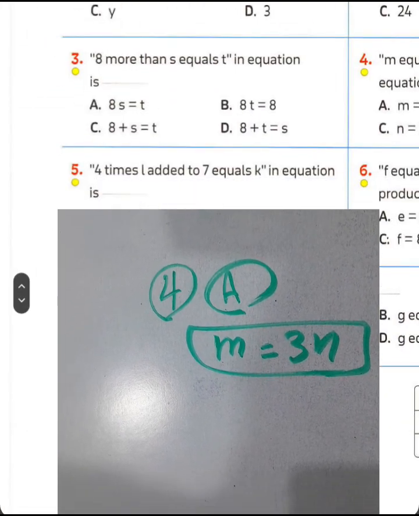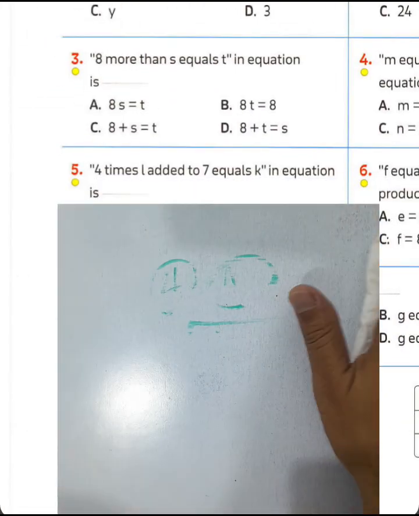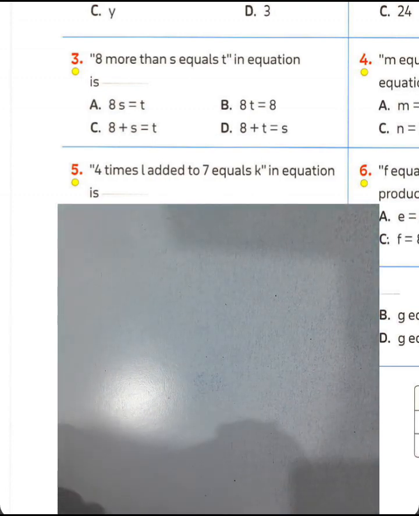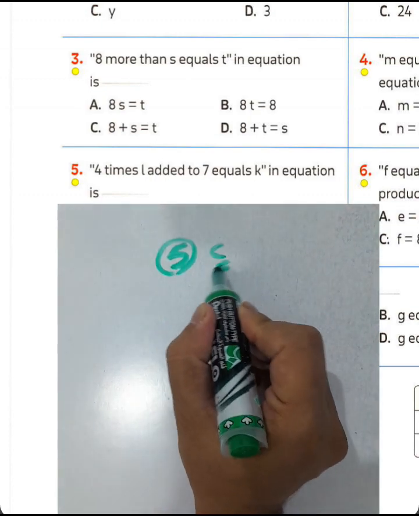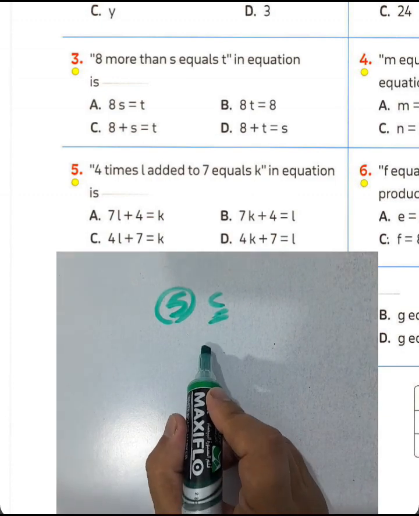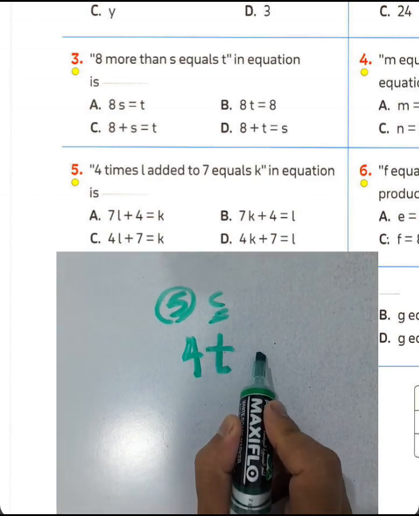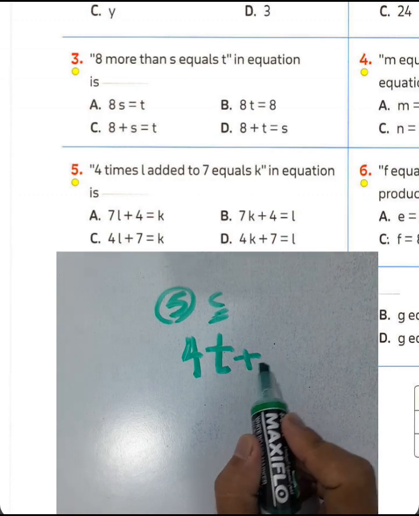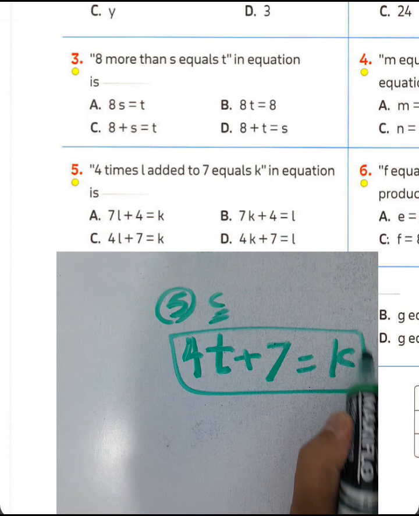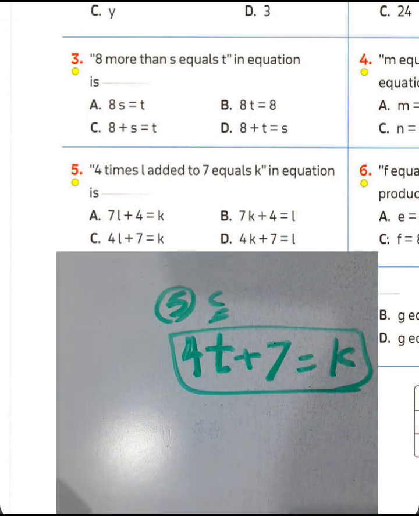Number 5. 4 times t added to 7 equals k. Question number 5, choose letter C. 4 times t added to, added to meaning plus, 7 equals k. In the equation it will be 4t plus 7 equals k.